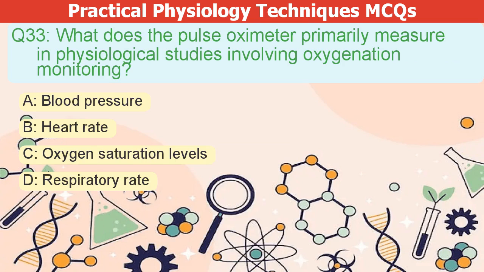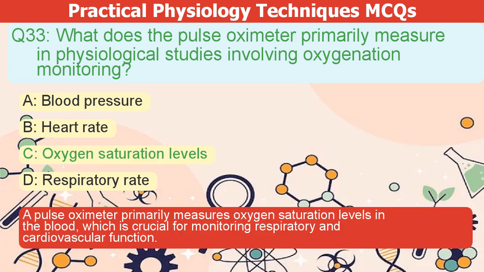What does the pulse oximeter primarily measure in physiological studies involving oxygenation monitoring? A. Blood pressure. B. Heart rate. C. Oxygen saturation levels. D. Respiratory rate. The correct answer is C. A pulse oximeter primarily measures oxygen saturation levels in the blood, which is crucial for monitoring respiratory and cardiovascular function.